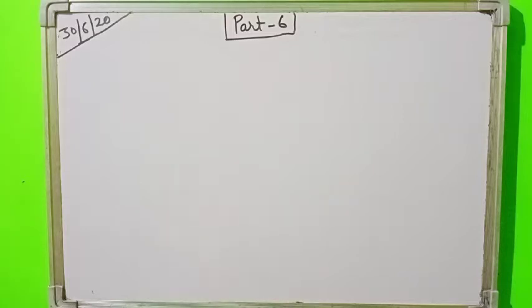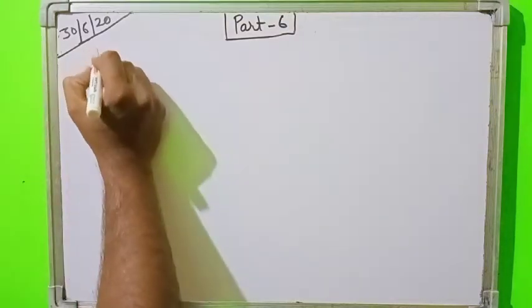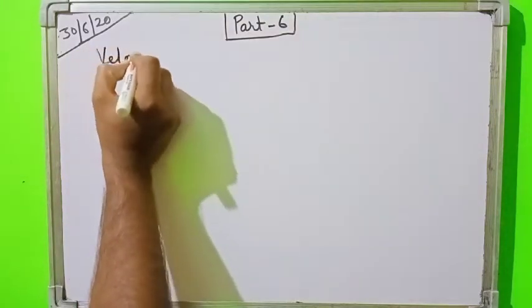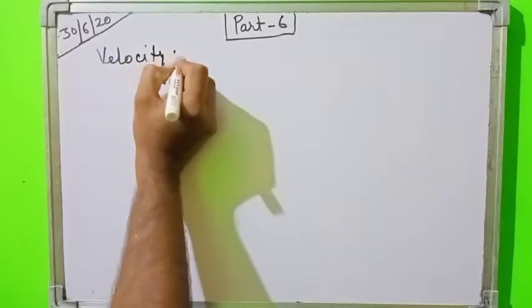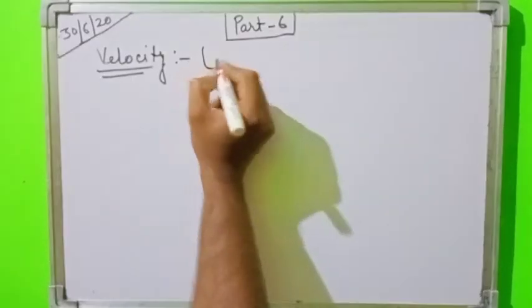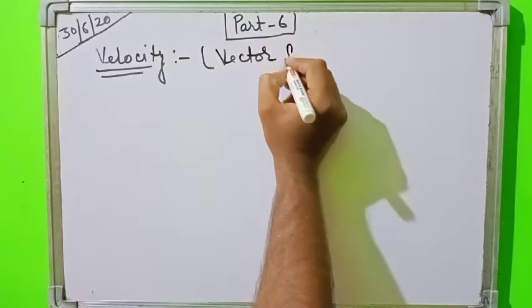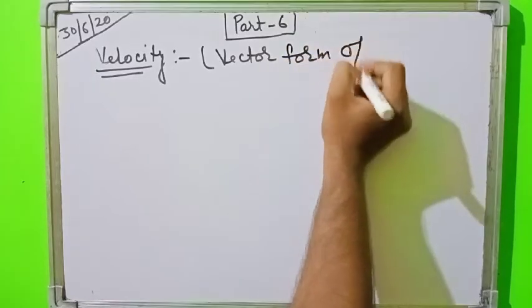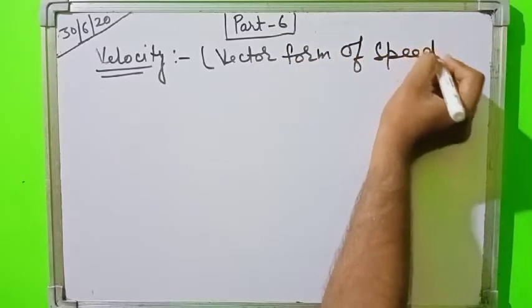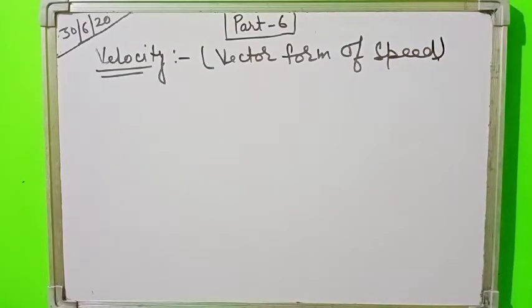Now, today we are going to discuss the vector form of speed, that is velocity. Vector form of speed means when direction is included with the speed, when we are talking about the displacement.